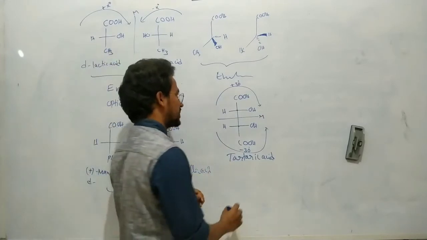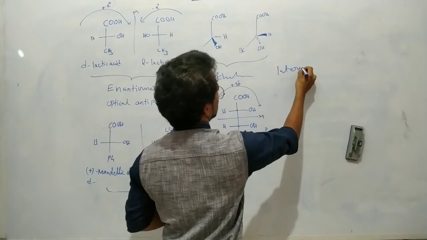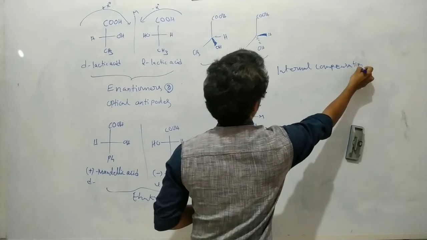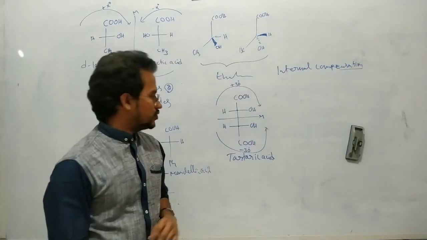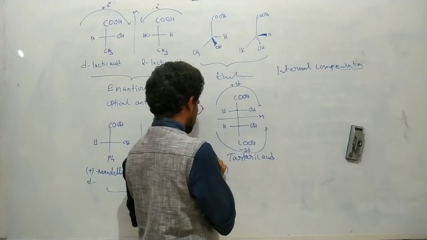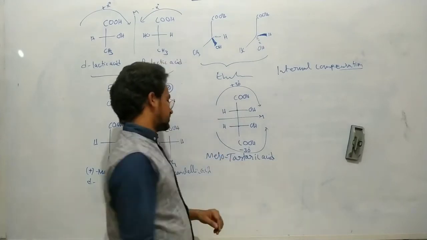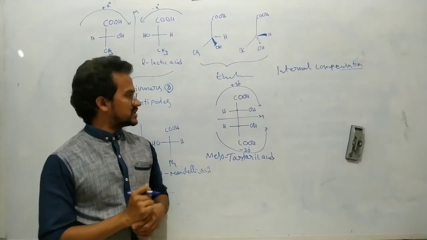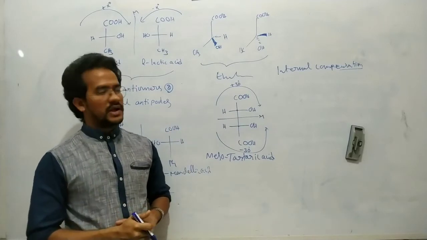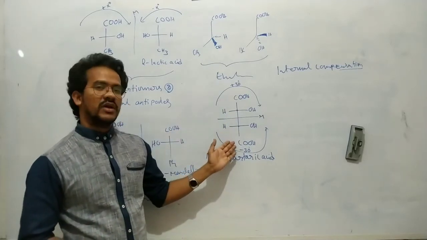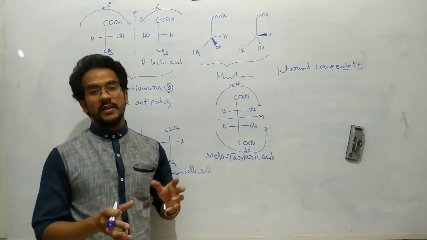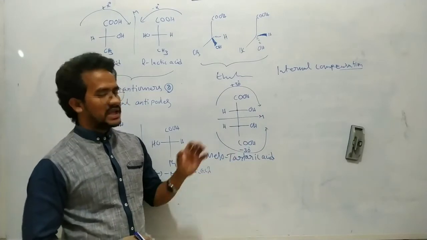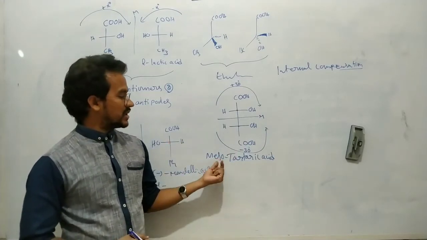It is known as internal compensation. And those compounds are called meso compounds. This is meso-tartaric acid. In this case, the molecule can be cut into two equal halves, one with optical rotation plus 30 and the other minus 30. So the total optical rotation in a polarimeter experiment is 0. Then the compound is optically inactive, and these compounds are called meso compounds.